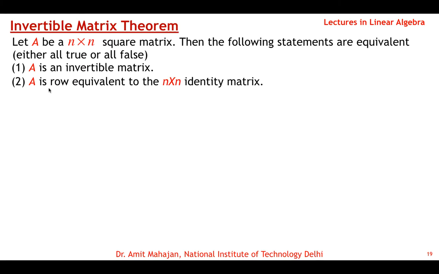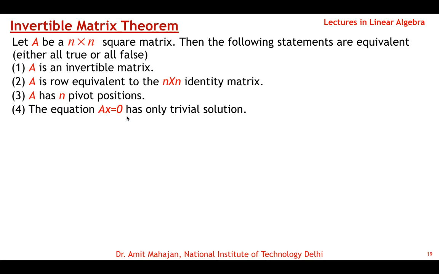Okay, the next statement is that A is row equivalent to the n cross n identity matrix. We know that if a matrix is invertible, we can row reduce it to an identity matrix. So if A is invertible, this is definitely true. A has n pivot positions. If A is invertible, then A will have n pivot positions. If A does not have n pivot positions, that means there is a free column, and the determinant would be zero and A will not be invertible. So A definitely has n pivot positions. That means all columns are pivot columns if A is an invertible matrix.